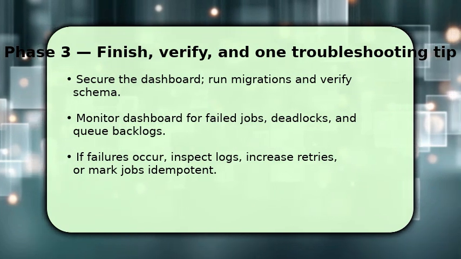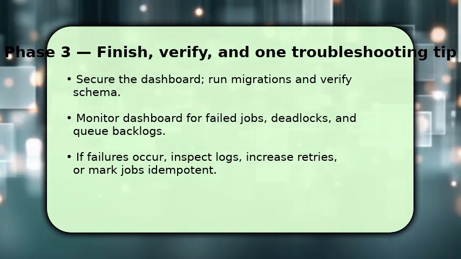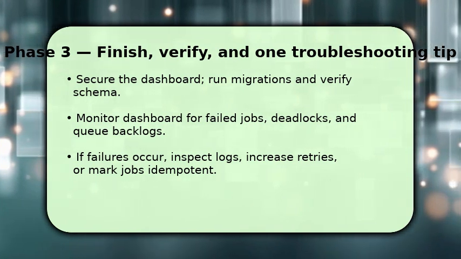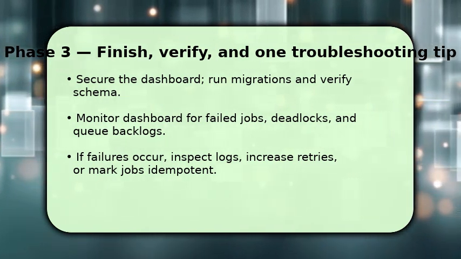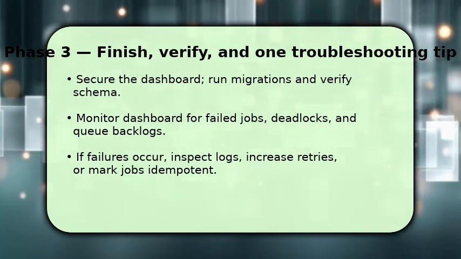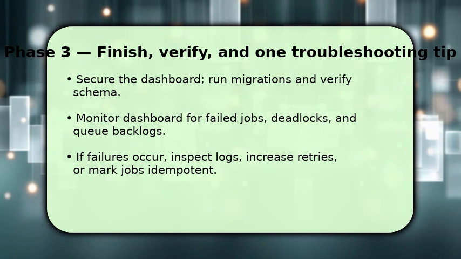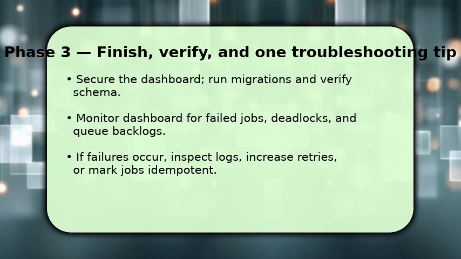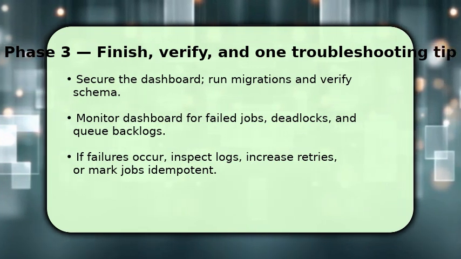If jobs fail, check exception traces, ensure dependencies like DBs or APIs are reachable, and make jobs idempotent so retries are safe. As a key troubleshooting tip, if you see stuck jobs or deadlocks, restart the Hangfire server, review storage health, and temporarily increase worker concurrency only after diagnosing the root cause.